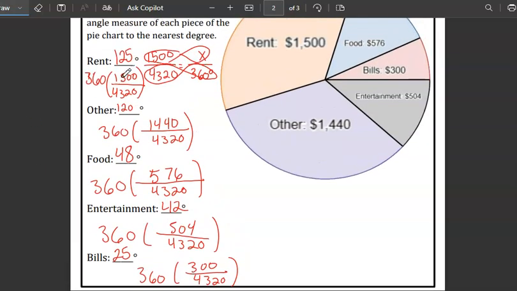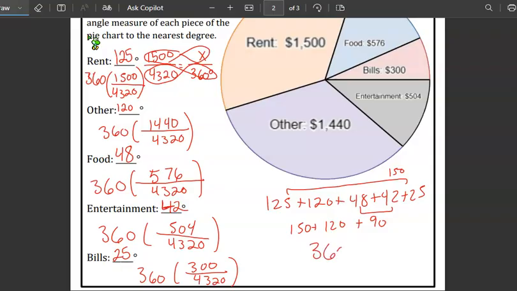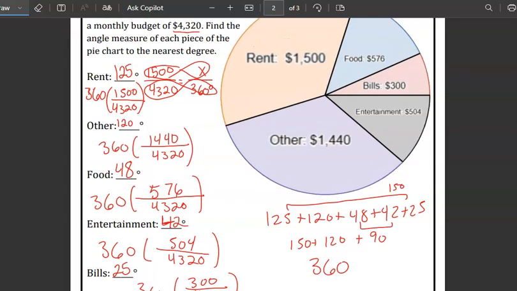Now, if you were to add all of these degrees together, you should get 360 altogether. Let's take a moment to check that. And then this would give us 360. Sometimes they'll ask for percentages, and sometimes they'll ask you to turn it into degrees. Be sure to read the directions carefully whenever you're doing one of these kinds.